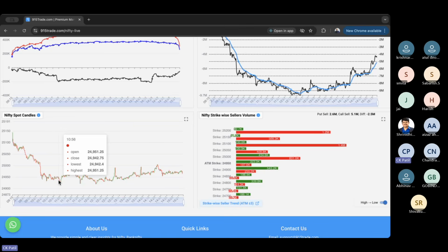And this is evident with our data as well. When you look at strike-wise sellers data, you will understand that for any reversal, a crossover happens either at 900 or 950.